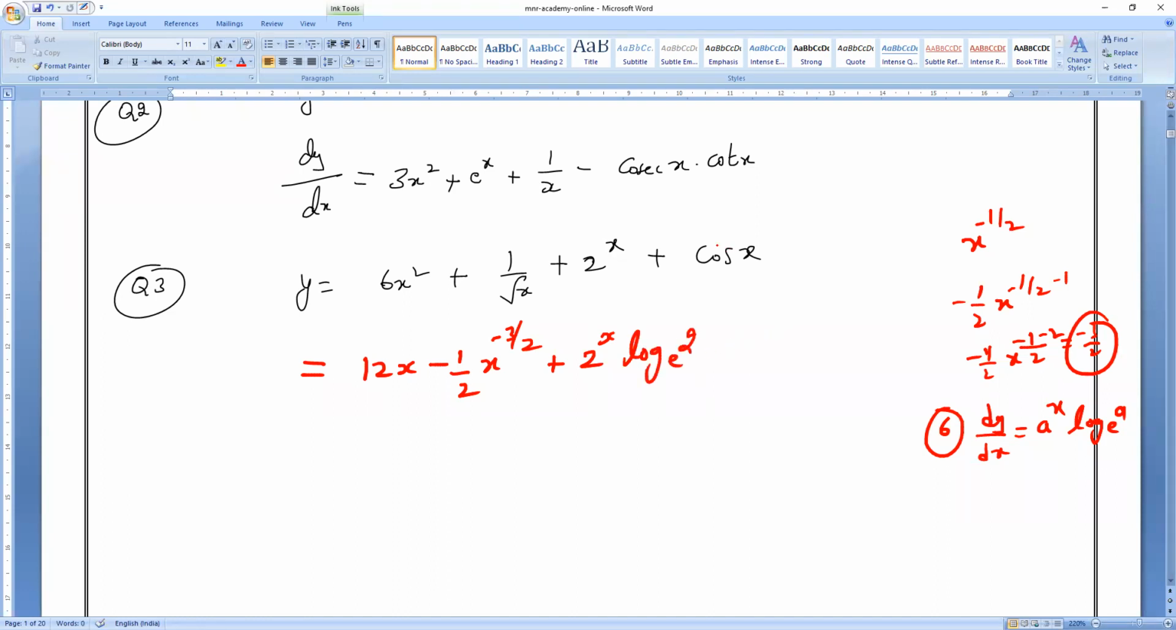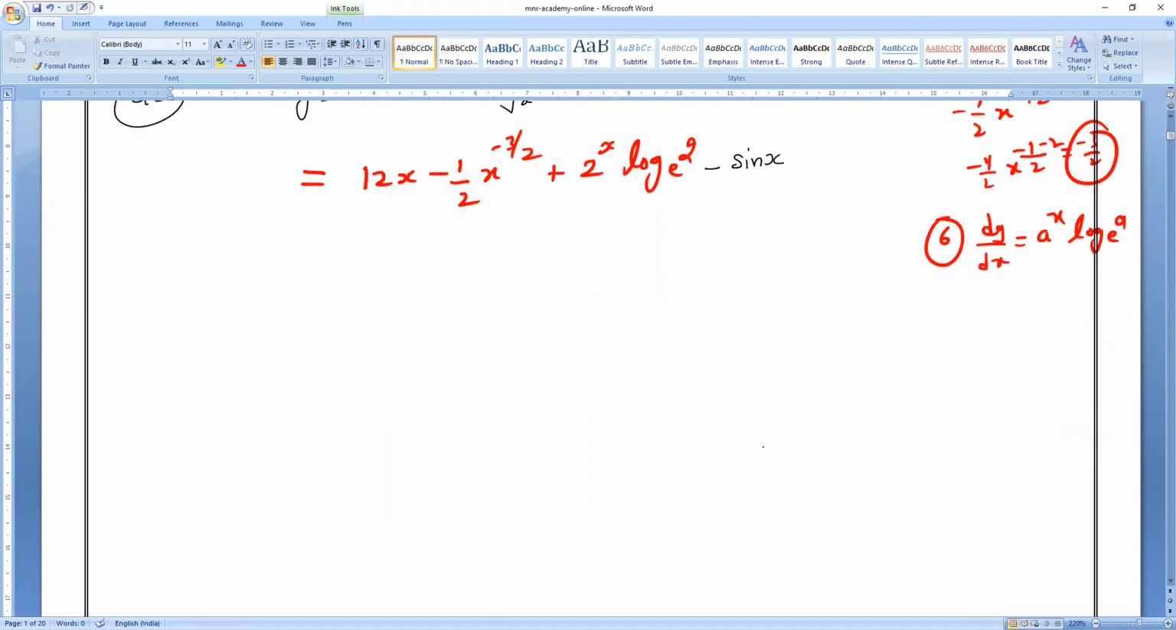Clear? Next, the differentiation of cos x is minus sin x. Any doubt, anybody can ask. Understood, brothers? How to do differentiation? So this is addition and subtraction.